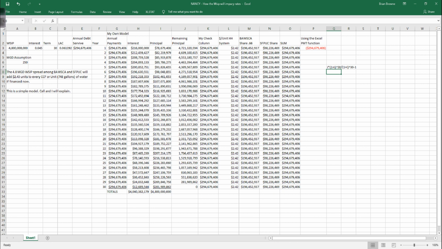So this is fairly self-explanatory. Here are the annual payments. They're all the same. If you change the term, you change the interest rate, all this changes. We'll get into that later. Here's the interest component that you pay every year, 1 through 30. And here's the principal component you pay every year, 1 through 30.